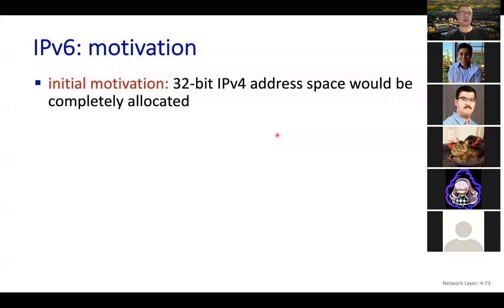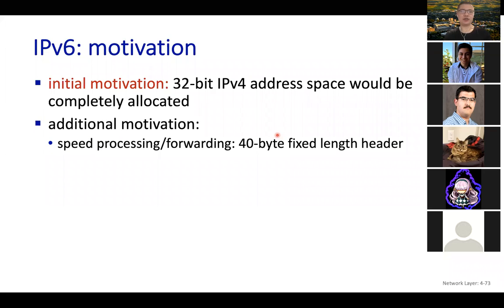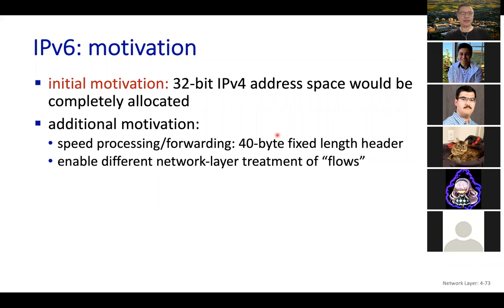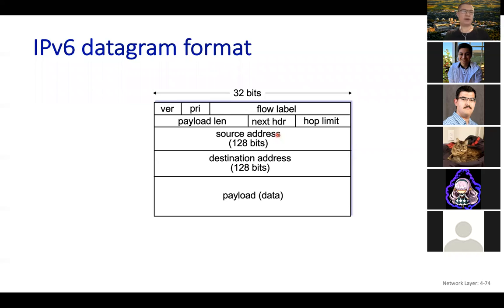Okay, let's see some more details here. Anyway, the initial motivation is that the 32-bit IPv4 address space will be completely allocated. It's not enough, right? Maybe in 10 or 20 years, that's not enough, because the speed of increase is too fast. An additional motivation here is the speed of processing and forwarding with a 40-byte fixed-length header. It's also because of the speed, and to enable different network layer treatment of flows, but whatever. The basic motivation is we need more addresses for the internet, for the devices.